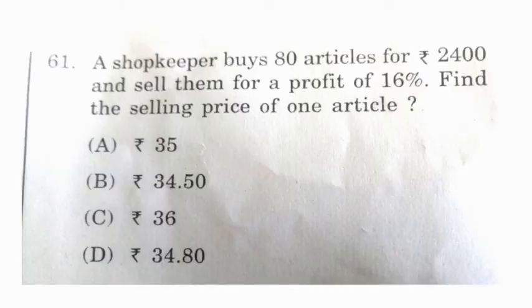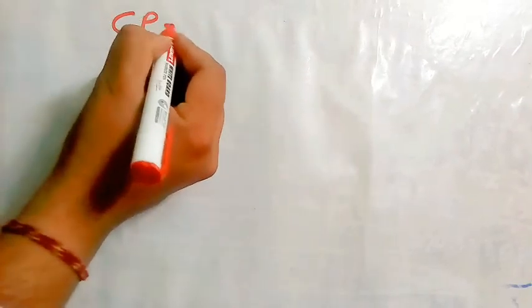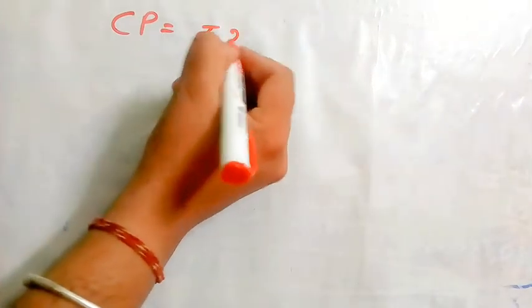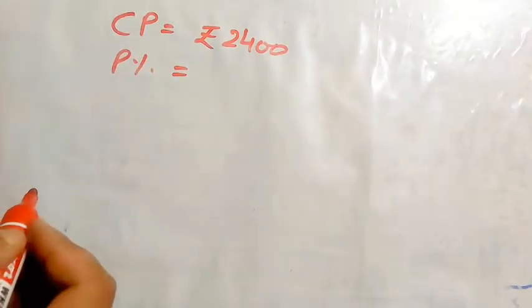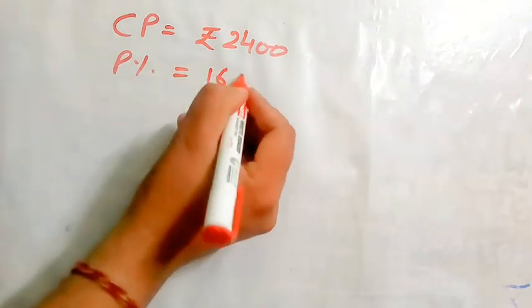Next is, a shopkeeper buys 80 articles for 2400 rupees and sells them for a profit of 16%. Find the selling price of one article. So the solution is, we know cost price is rupees 2400 and profit percent is 16%.